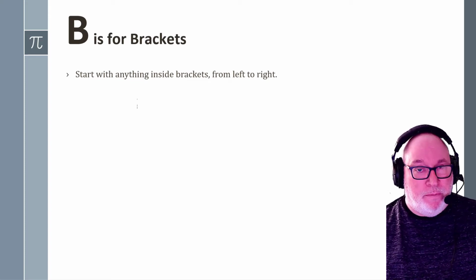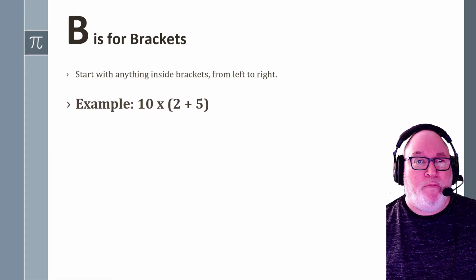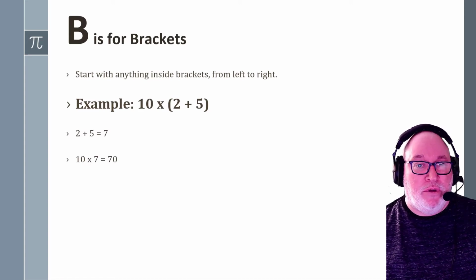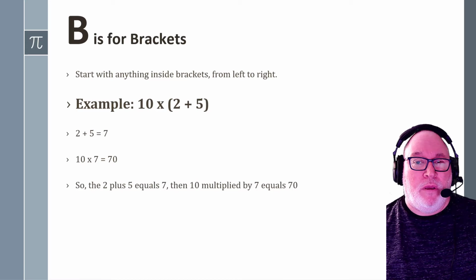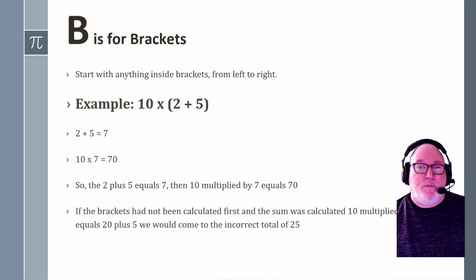Brackets first. Here's an example: 10 times, and in brackets we've got 2 plus 5. So it's the brackets first, 2 plus 5 equals 7. Then we can say 10 times the 7 that was calculated from the brackets. That gives us 70. So the total is going to be 70.